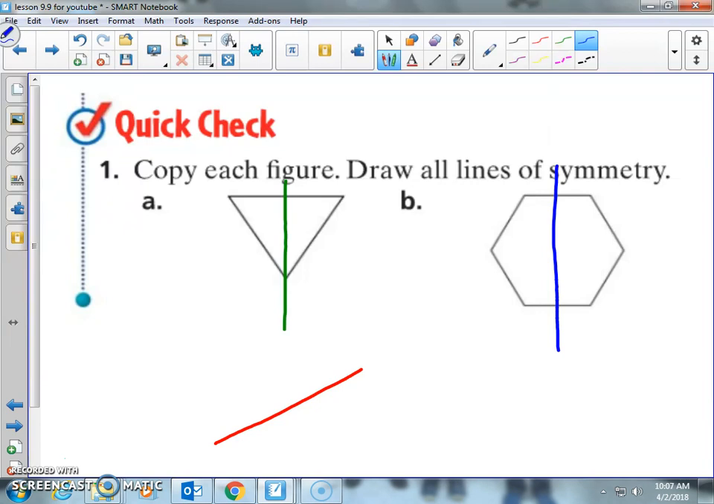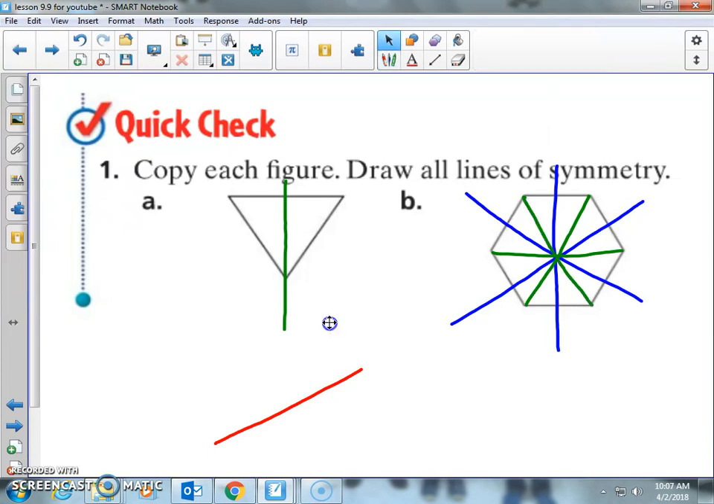Just think, if you fold on that line, it would match up both sides. Here's another one. Now my line isn't very good. It should go from center of one side to the center of the other, and this would be a third one. And again, it should go right through the middle. So there's 3. Here's a fourth one. It goes from vertex to vertex, or corner to corner. And we can do it again here for 5, and here for 6.